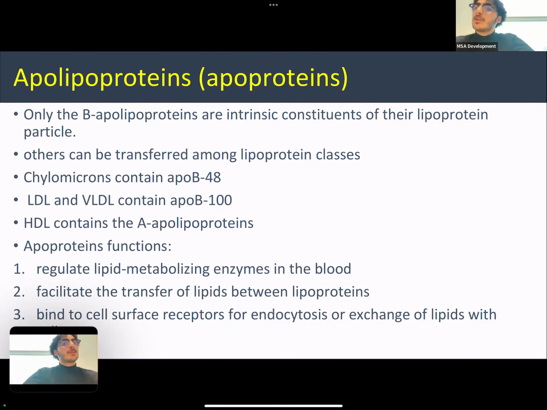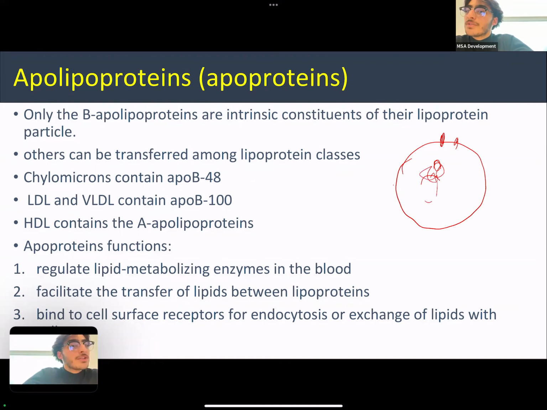So let's talk about apolipoproteins. So if you remember, we have our lipoproteins, and then we have everything that we talked about, our cholesterol, our phospholipids, and then our cholesterol esters and triglycerides in the center. And then on the outer surface, we have big proteins called apolipoproteins. Okay, apolipoproteins. So we have different kinds of apolipoproteins. What we want to remember is that apolipoproteins, as I mentioned previously, can be transferred from one lipoprotein to another. For example, from HDL to LDL.